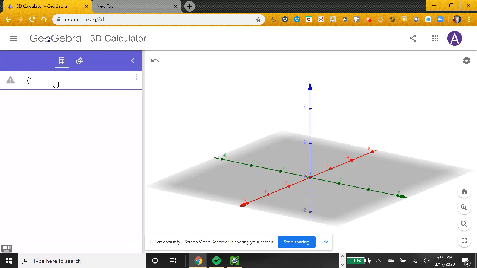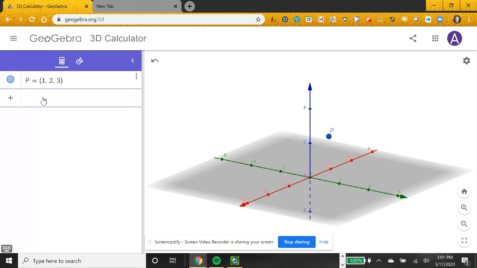So, all right, I'm going to plot the first point, which was 1, 2, 3, and you just type in 1, 2, 3. There we go. See? It's labeling it A. Now I could change that label if I want to P. See there, I made it P.